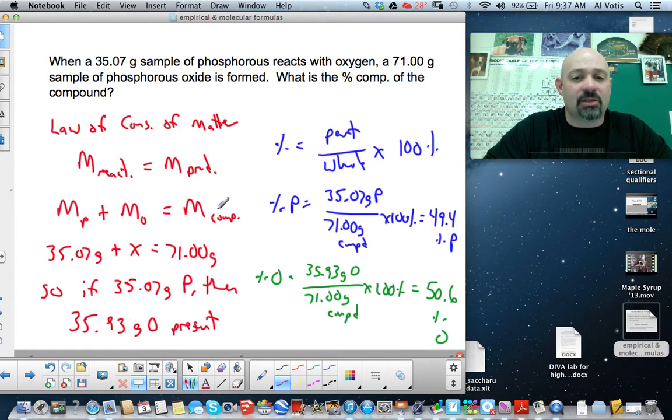Now I can find my percentages because it's a part divided by a whole. That's going to be the mass of my phosphorus divided by the mass of the compound, the whole sample. And then for oxygen, the same thing: 35.93 grams of oxygen divided by 71 grams of your compound.